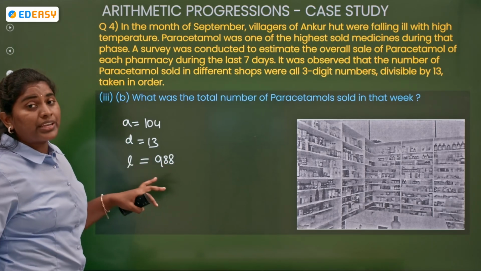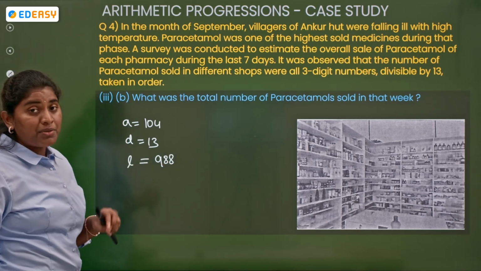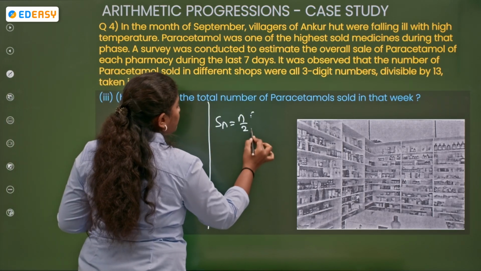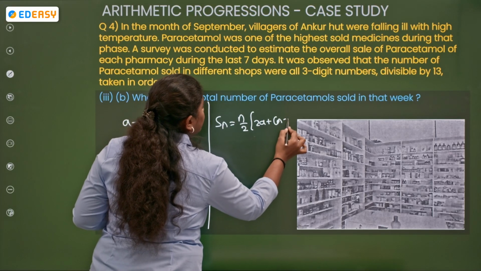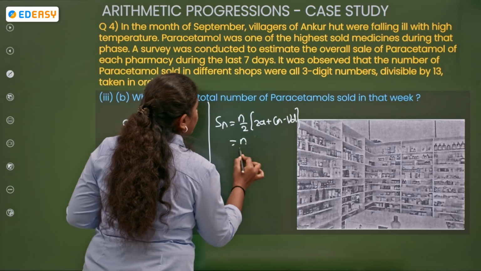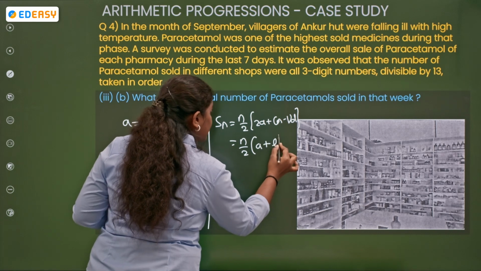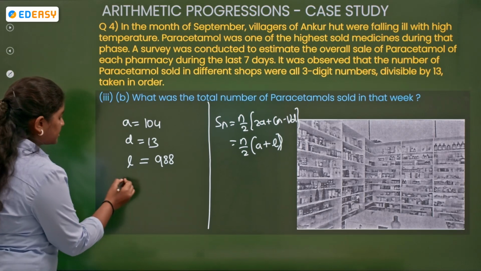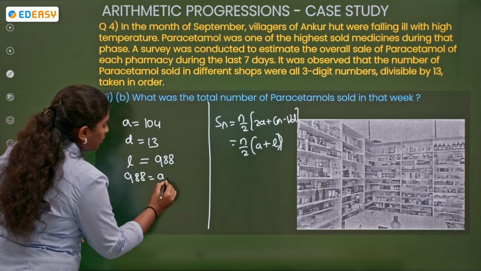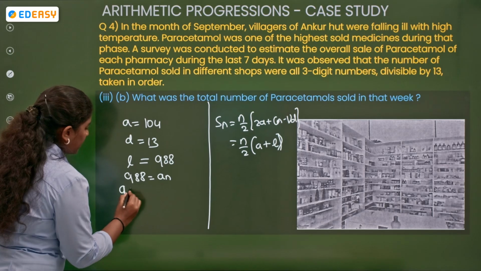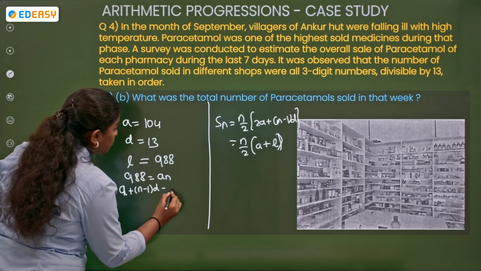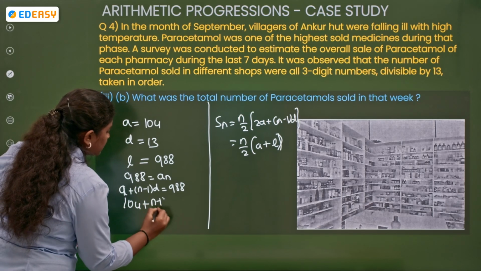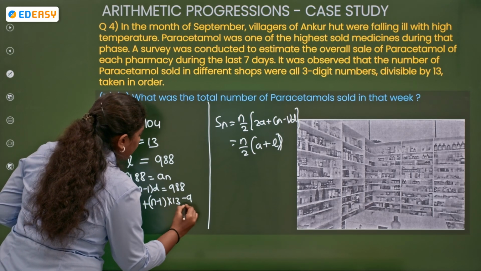But here we need to get the N value. Why? Because in our SN formula, we need n by 2 into 2a plus of n minus 1 into d. Otherwise, if you take n by 2 into a plus l, if you know the last term also, understood? For that also you need to find the n value. For that reason, equate 988 to your an. So 104, a plus of n minus 1 into d equals 988. So 104 plus of n minus 1 into 13 equals 988.